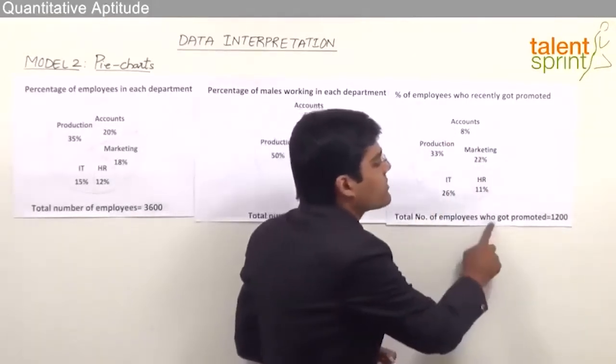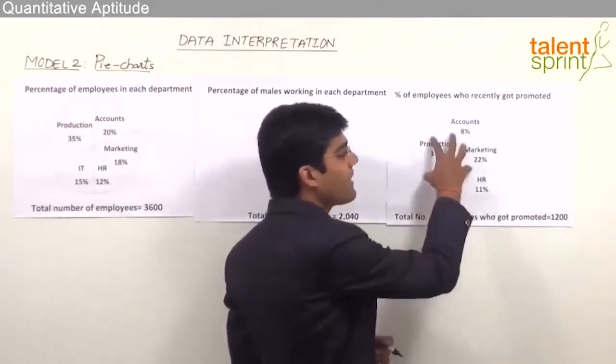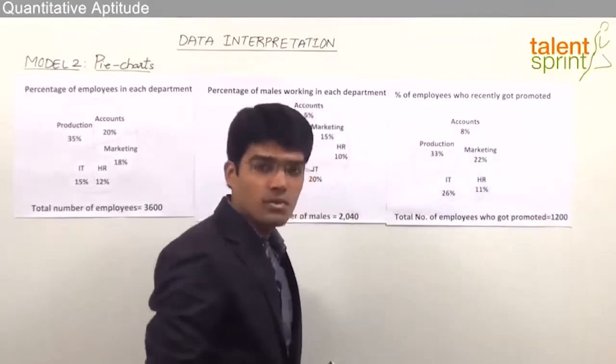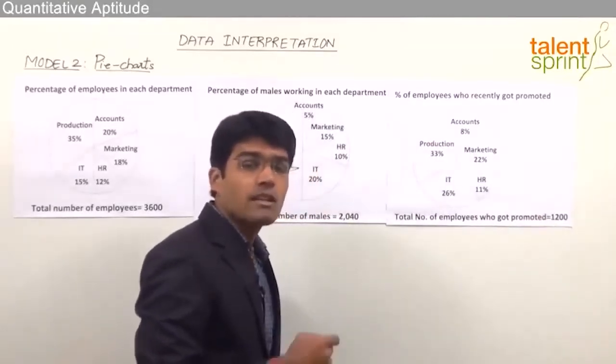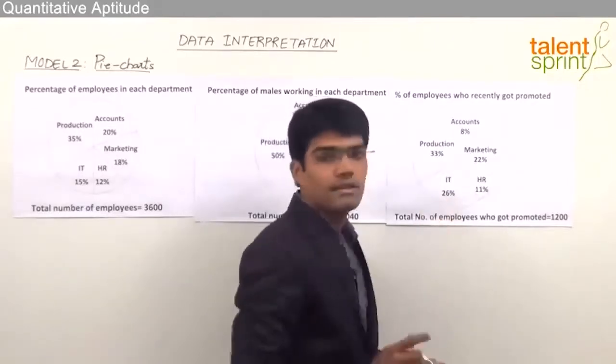Total number of employees who got promoted is 1200. That means the total value for this pie chart is 1200. So now if we have to find out the number of employees who got promoted in any particular department, we need to refer the third pie chart.